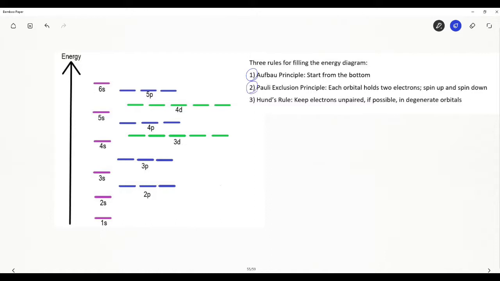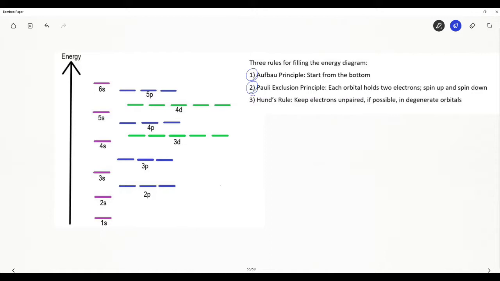Rule number two is the Pauli exclusion principle. And this states that each orbital is going to hold 2 electrons. However, they must be spin up and spin down. So if you remember again from our previous video, we talked about each electron has a unique set of quantum numbers. So we cannot have 2 electrons in one orbital that are, say, both spin up or both spin down. They are going to be opposite.